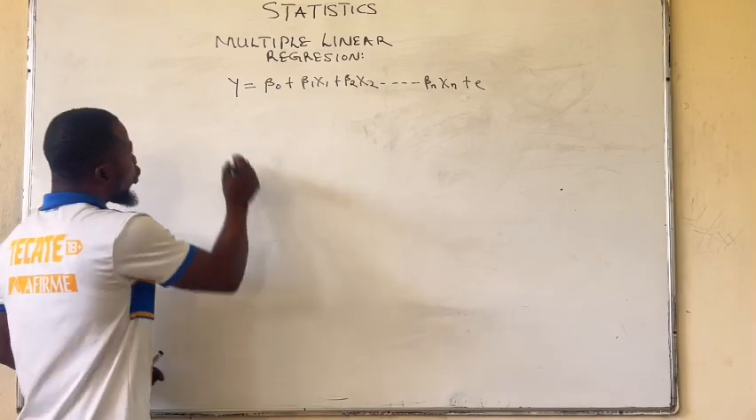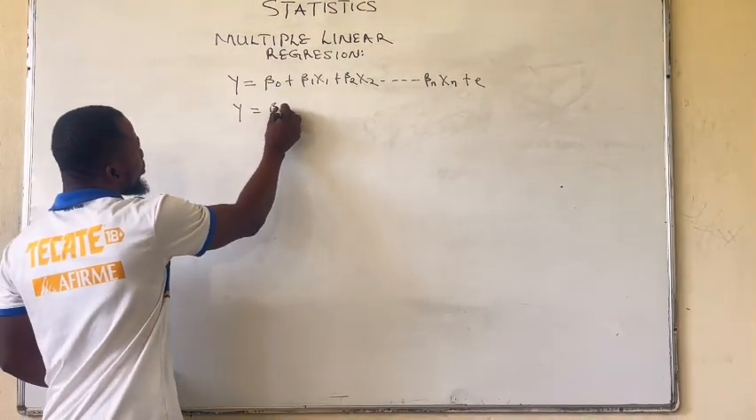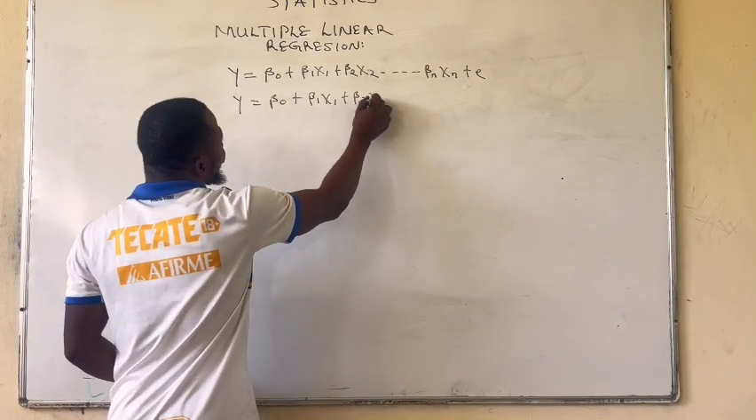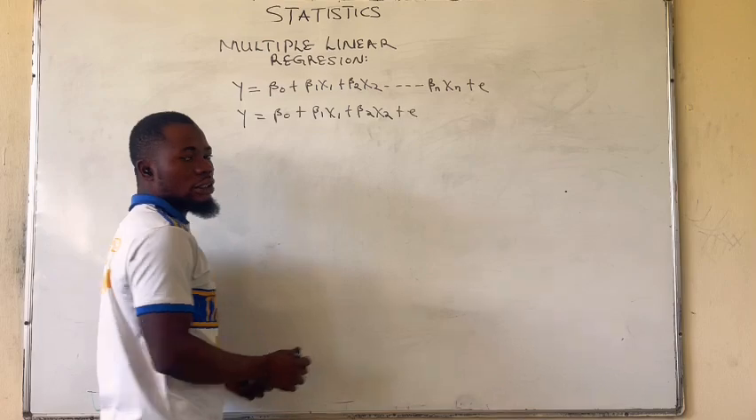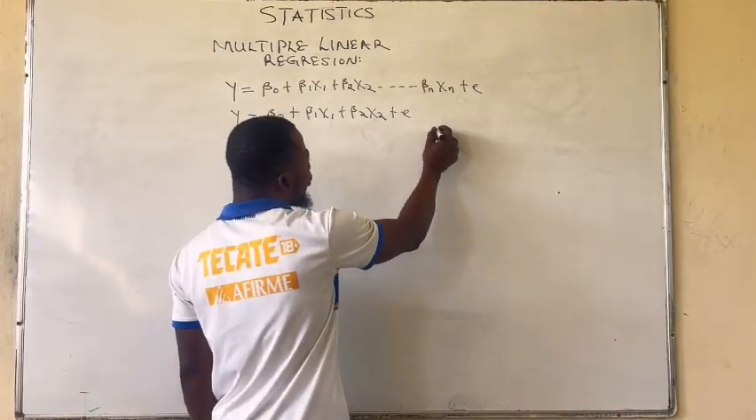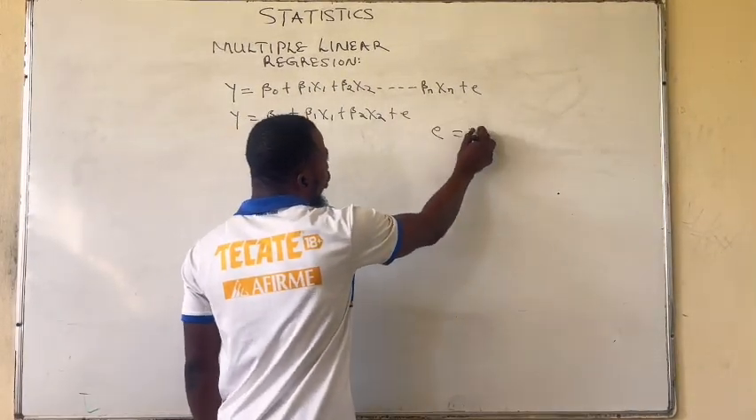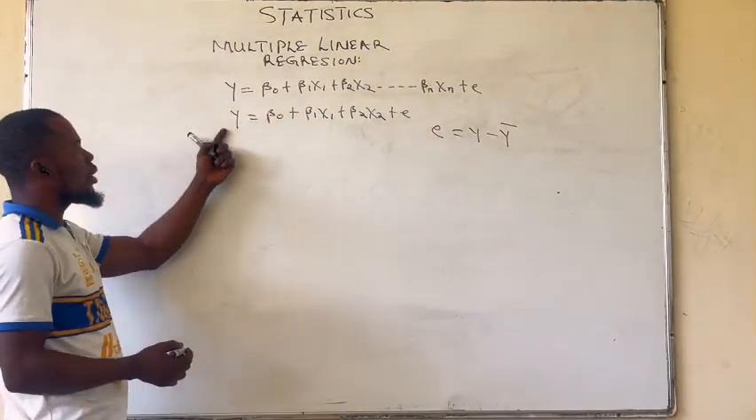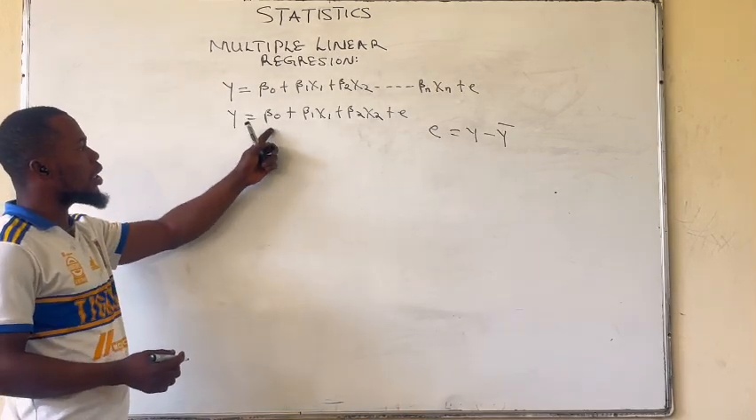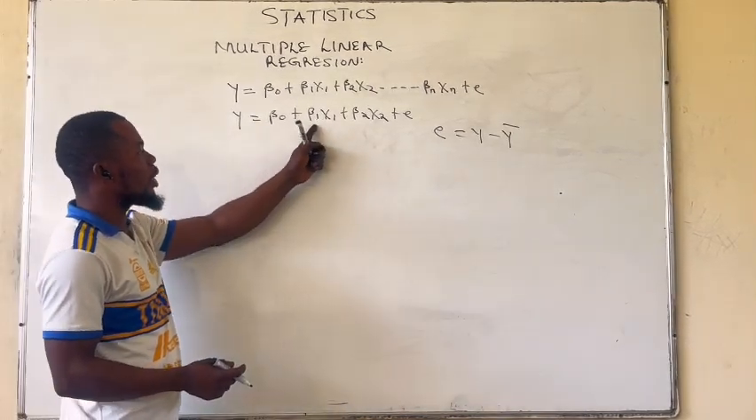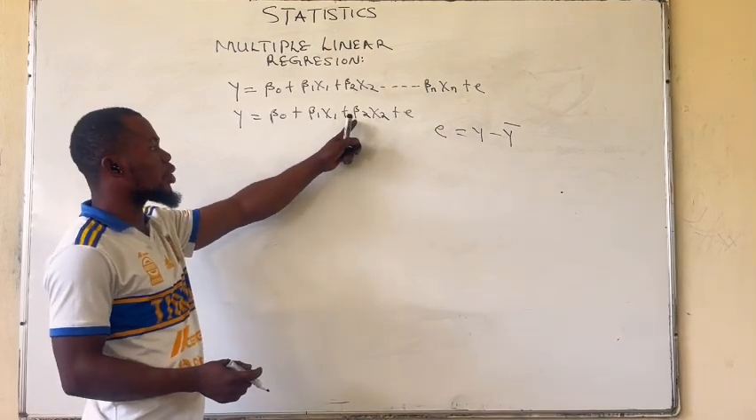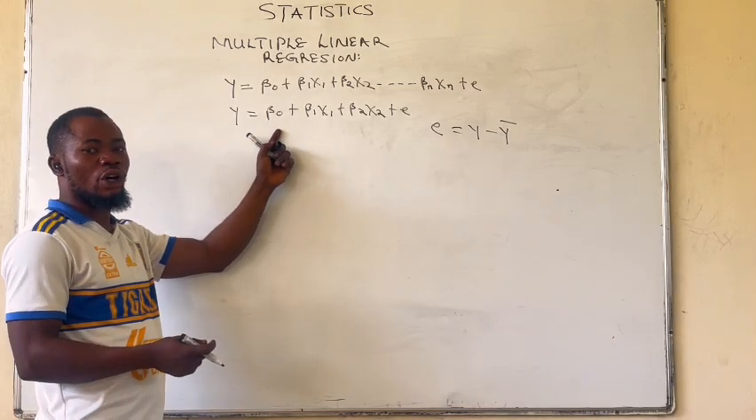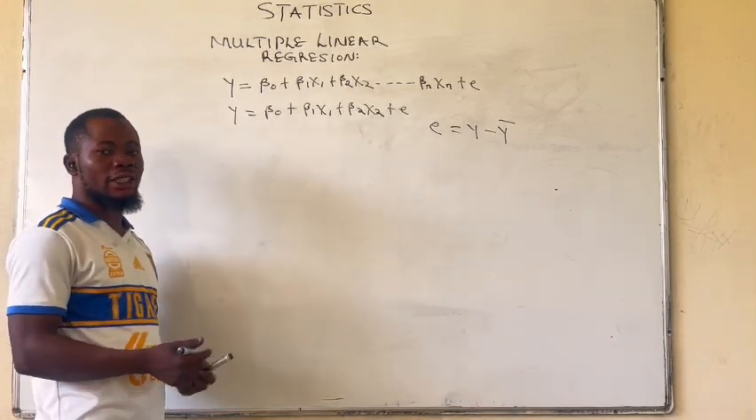So rewriting the formula, we'll be having y equals beta naught plus beta 1 x1 plus beta 2 x2 plus our estimated error. Our estimated error can be calculated using e equals y minus y bar. Interpreting this formula, our y here is our dependent variable, our beta naught here is our intercept, our beta 1 is the slope of x1, our beta 2 is the slope of x2. And as we've already said, our beta naught, which is our intercept, will tell us the value of y whenever the x is 0.